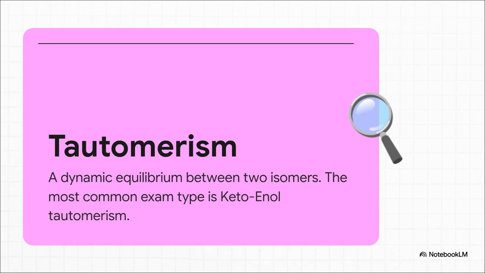Next up is tautomerism. Now, these isomers are kind of cool because they're not static. They exist in this constant state of flux. They're in equilibrium, rapidly flipping back and forth between 2 forms. The classic example, the one you absolutely positively need to know, is keto-enol tautomerism. That's where a molecule shifts between its ketone form and an alcohol-alkene hybrid.